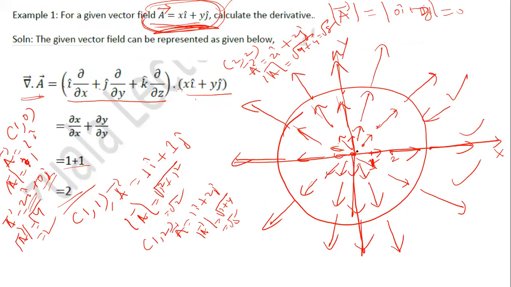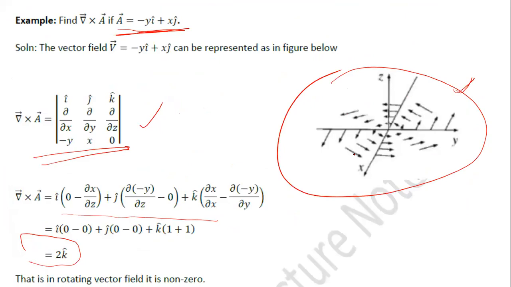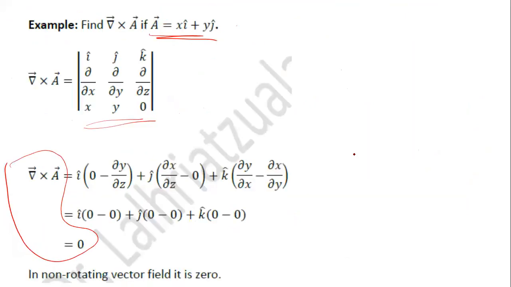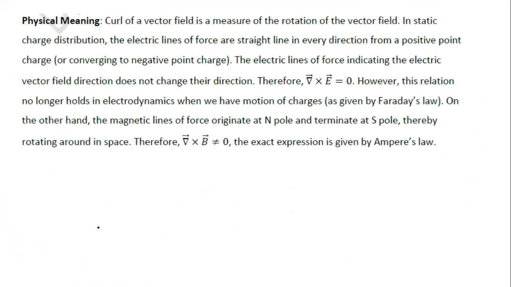There is no rotation, as rotation means a vector has to rotate around. Here you see that all the vectors are straight lines pointing away from this origin. So when you have a non-rotating vector field, curl of A is 0. When you have a rotating vector field, curl of A is non-zero. Then what is the physical meaning of curl of A?